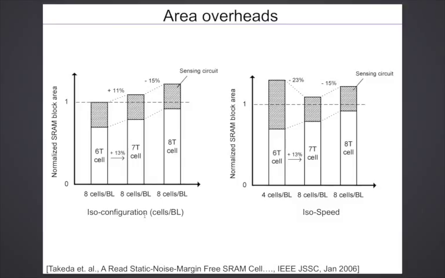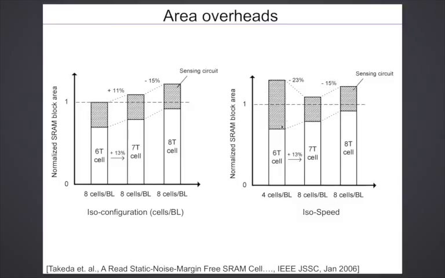So this was the ISO configuration. That means the same configuration across. They are just doing a comparative study of the area. Here, what they are saying is, let me keep the speeds the same. When they do that, they claim that the 7T cell is better. So what happens is that here you see this plus 13%. The area of the memory is plus 13%, but the overall area increases only by 11%. Here, the area of the memory goes up by plus 13%, the same, because the cell is the same.